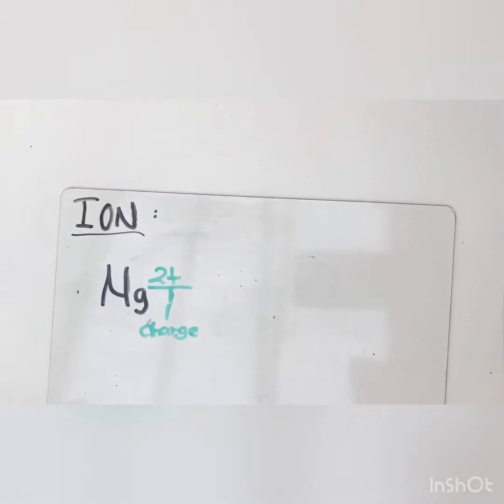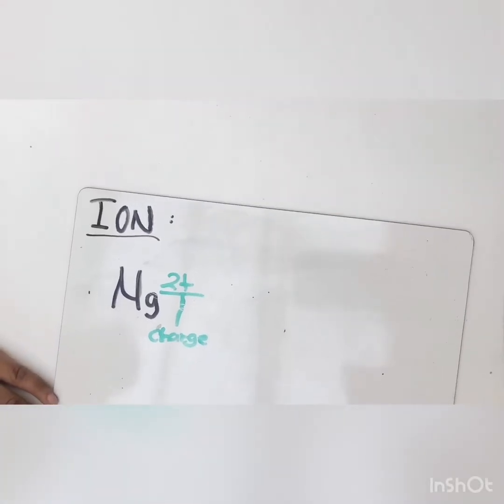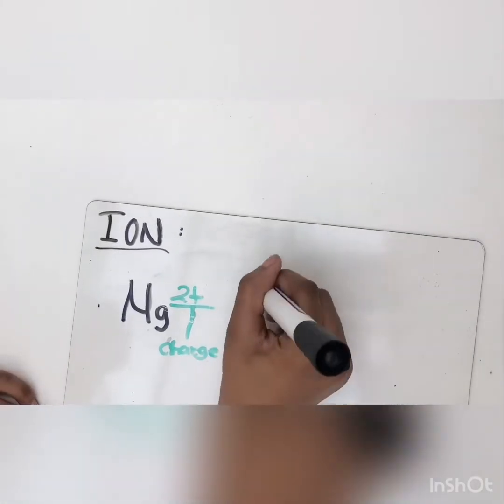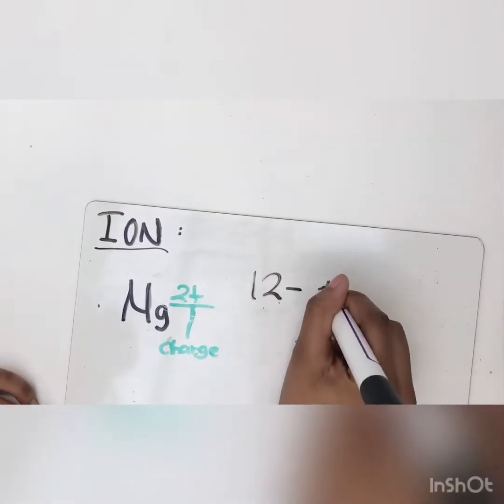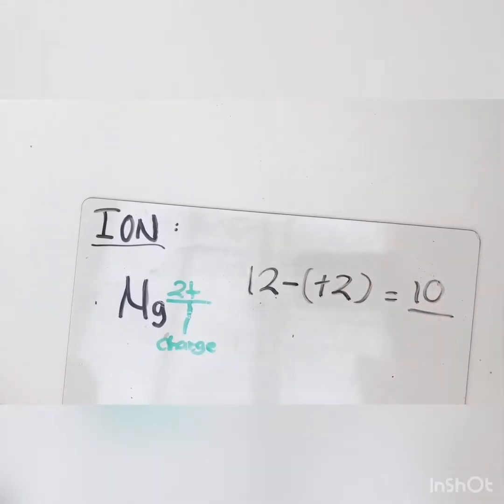To work out the protons and neutrons is the same process as before, but to work out the electrons, we need to look at the charge. This element has a positive charge, which means that 2 electrons have been lost. Therefore, we take away 2 from the atomic number. 12 minus plus 2 equals 10. This means it has 10 electrons. If the charge was negative, we would add 2 electrons due to the fact that electrons have a negative charge and 2 negatives make a positive.